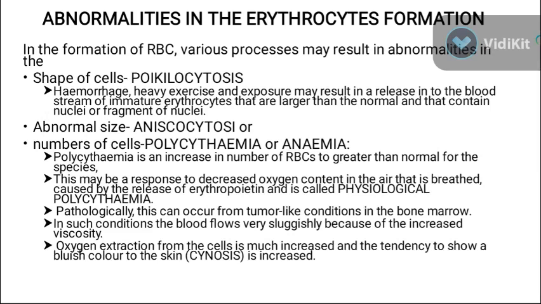Polycythemia is an increase in the number of RBCs to greater than normal for the species. This may be a response to decreased oxygen content in the air that is breathed, caused by the release of erythropoietin, and is called physiological polycythemia. Pathologically, this can occur from tumor-like conditions in the bone marrow. In such conditions, the blood flows very sluggishly because of the increased viscosity. Oxygen extraction from the cells is much increased, and the tendency to show a bluish color to the skin, cyanosis, is increased.